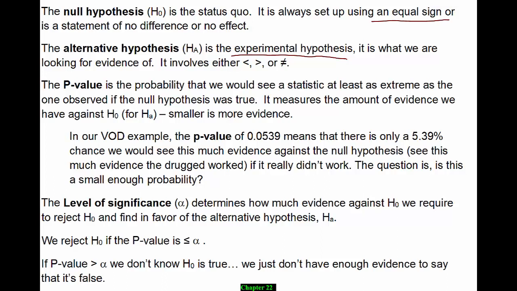How do we determine whether that's a small enough chance to say that the drug worked? That's where the level of significance comes in. The level of significance is a pre-specified cutoff for how low your p-value needs to be in order to declare that you're going to reject your null and find for your alternative hypothesis. We reject the null hypothesis if the p-value is less than or equal to alpha. If the p is bigger than alpha, we're not necessarily saying that we know the null hypothesis is true. We just don't have enough evidence at that point to say that it's false.